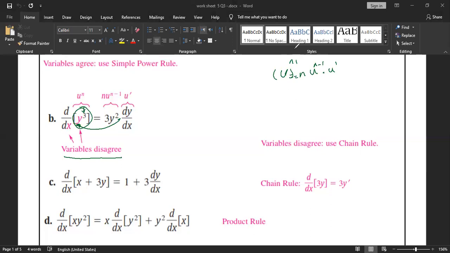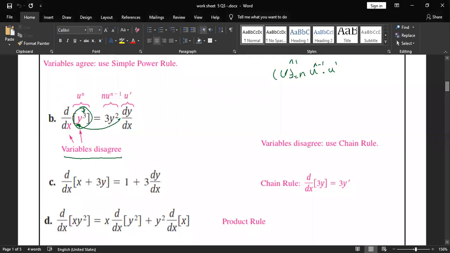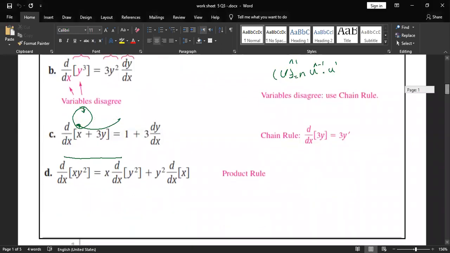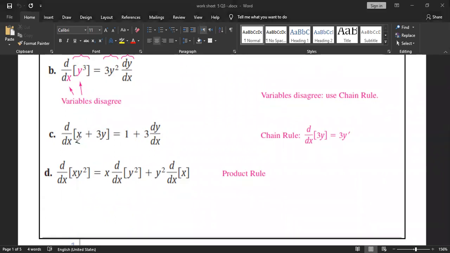Let's solve the following problem. Here I'd like to find the derivative of this one. I find the derivative of x with respect to x. The variables agree, so the power rule gives 1. The derivative of x with respect to x is 1.